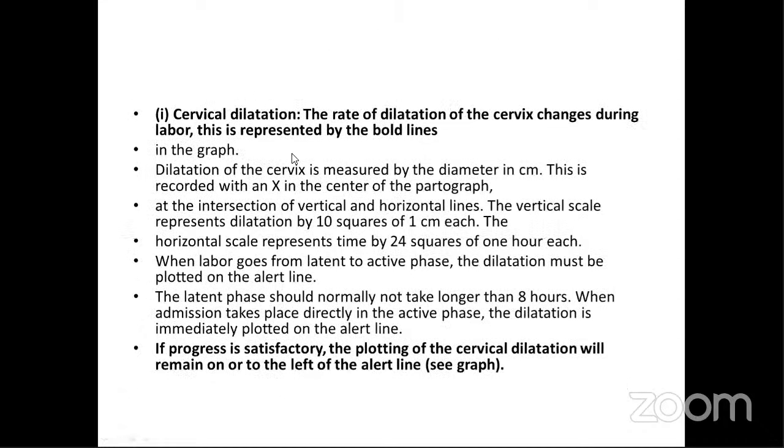So cervical dilatation, as I had discussed, is represented by X, and it is 1 centimeter per hour. So 24 squares will represent, on the horizontal scale, the timing. And as I said, the timing should ideally be mentioned in the 24-hour format. After 12 p.m. you have 13 hours, 14 hours, 15 hours, 16 hours, and so on and so forth, right?